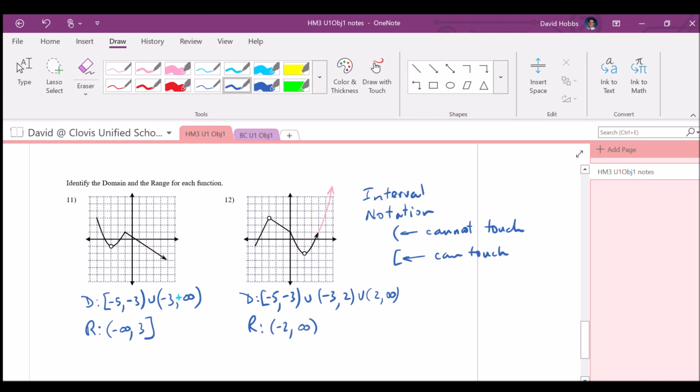Okay, this is kind of brand new stuff. We'll get better at it. You'll get very good at it. Okay, do worksheet 1.